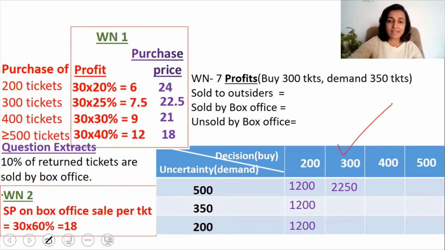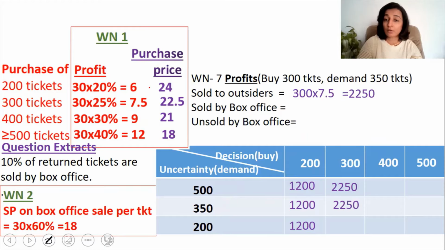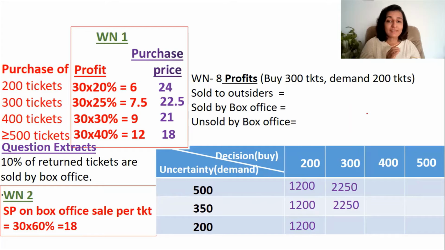Now coming to the next situation. He buys 300 tickets and the demand is 350 tickets. Again, he is able to sell the entire quantity of tickets. So the profit that he gets for the sale to outsiders is 300 tickets multiplied by 7.5, or 2,250. So we make a note of that.